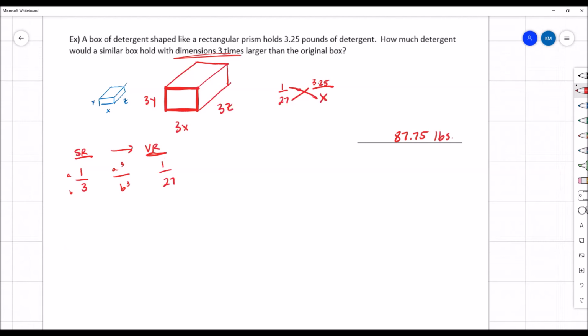All right, and that is our ratios between area, volume, and similarity ratios too.